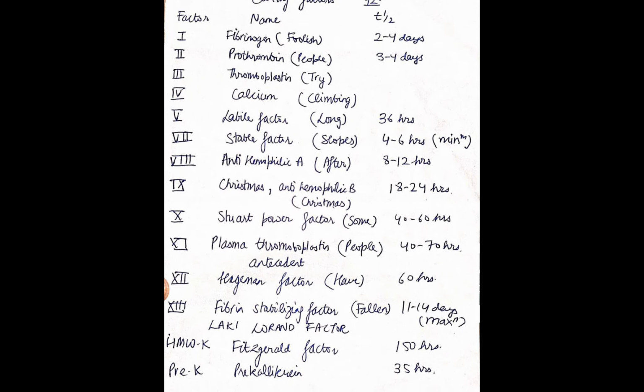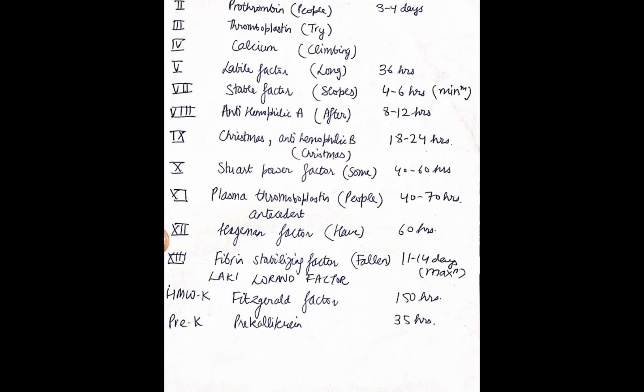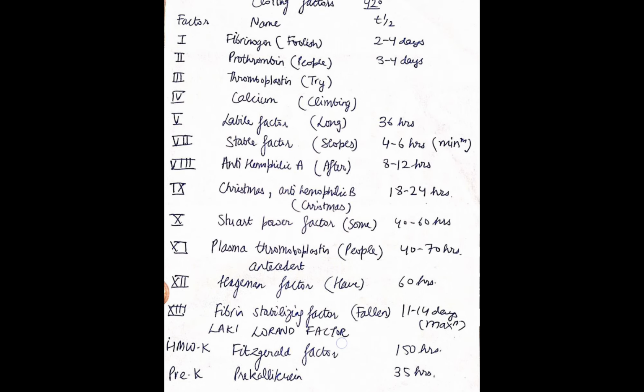Okay, so we have remembered the names. Foolish people try climbing long slopes after Christmas. Some people have fallen. Fibrinogen, prothrombin, thromboplastin, calcium, labile factor, stable factor, antihemophilic A, Christmas factor. Then Stuart-Prower factor, plasma thromboplastin antecedent, Hageman factor, fibrin stabilizing factor. High molecular weight kininogen is also known as Fitzgerald factor, and pre-K is pre-kallikrein.